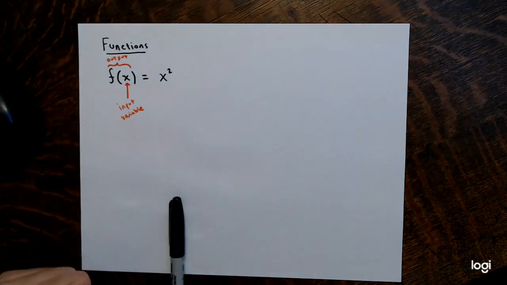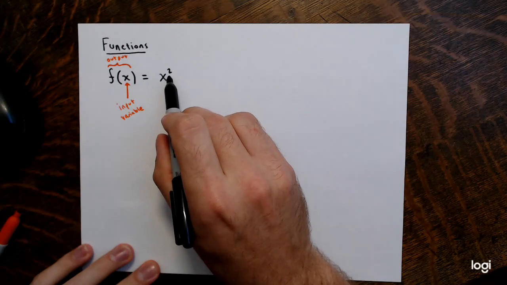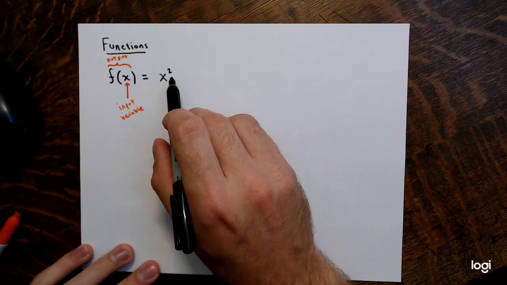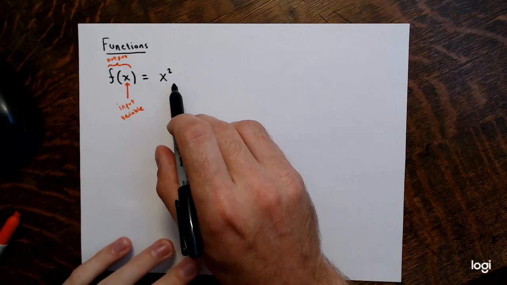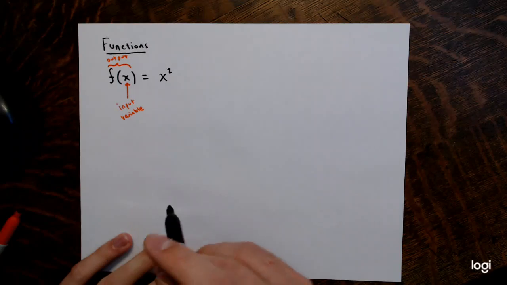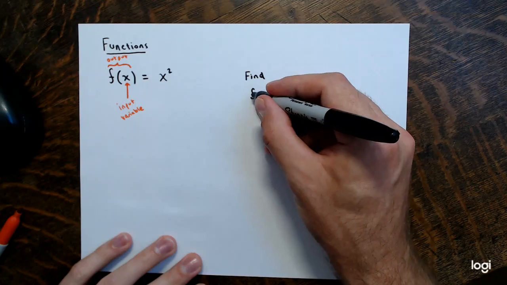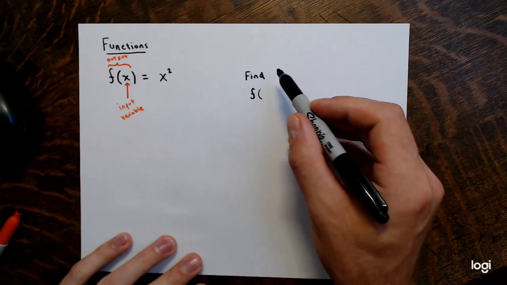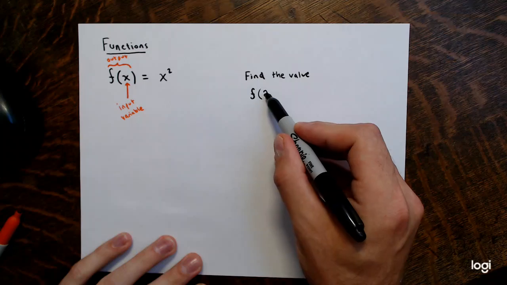So for instance, if I had this function here, and you'll see it's got x squared, that would make it non-linear. A linear function will have your variable to the first power and no variables in denominators, and the variable to the first power will be the highest power. So off to the side here, say I want you to find what's the value of f of 2.